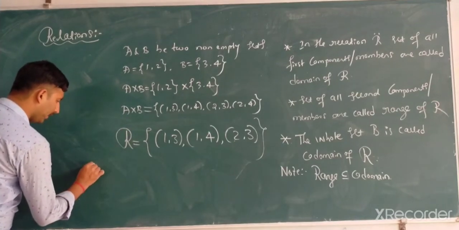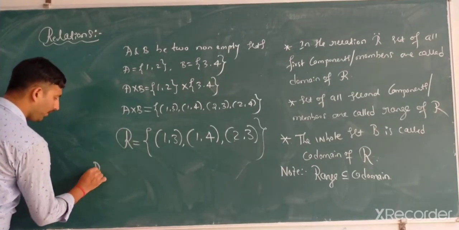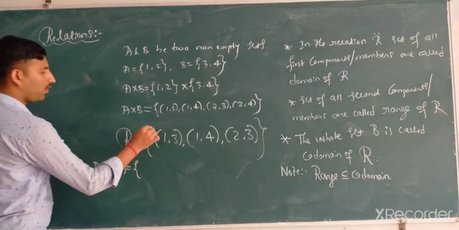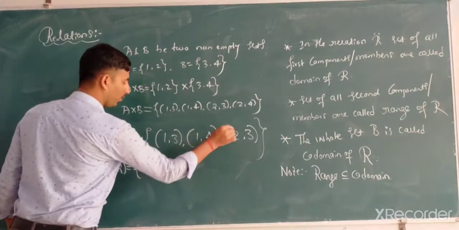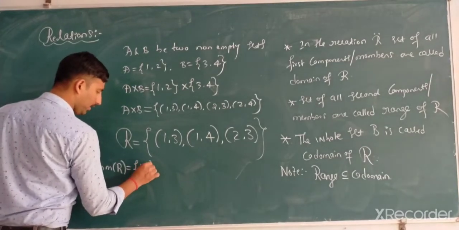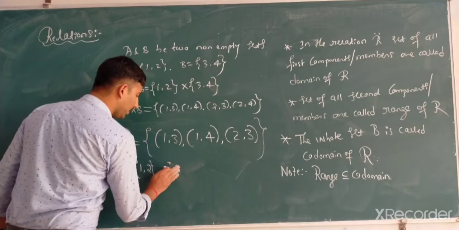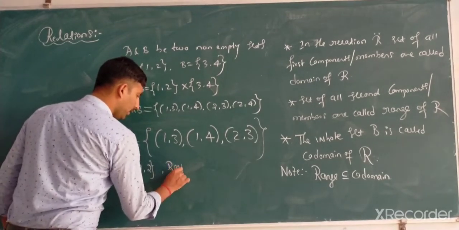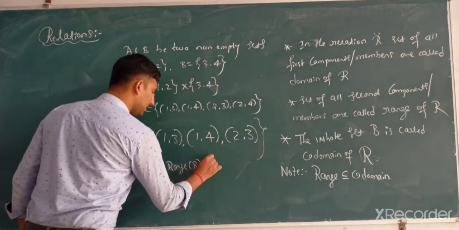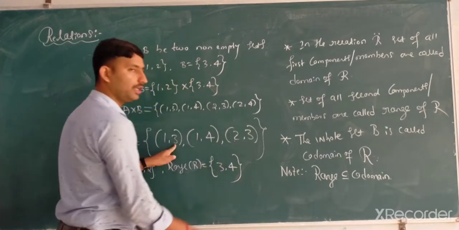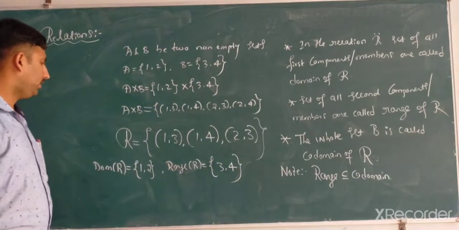Therefore, here I will write the answers. Domain of the relation R is nothing but the set of all first components, 1, 2. You write it as 1, 2, correct? It is nothing but the domain of R. Range of the relation R is the set of second components. That is nothing but the range, 3, 4.